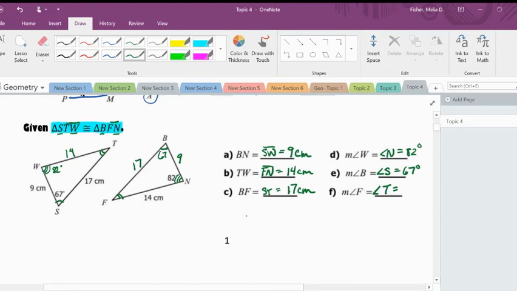If you have 67 plus 82 plus the third angle, that should equal 180. Adding those together, 149 plus T equals 180. Subtracting 149 from both sides of the equation is 31, and that should be 31 degrees.